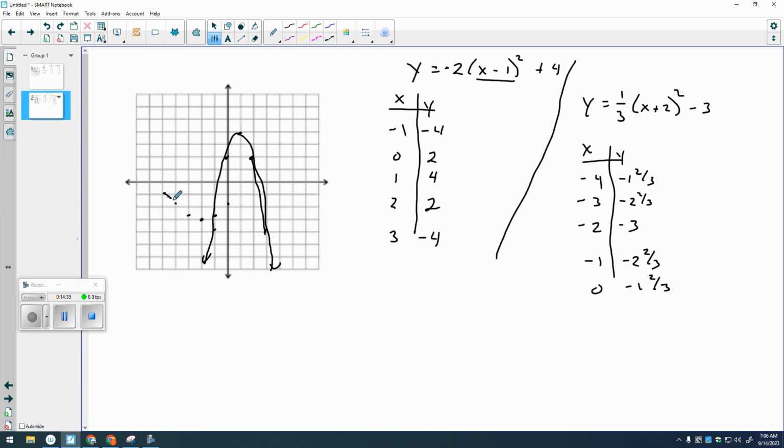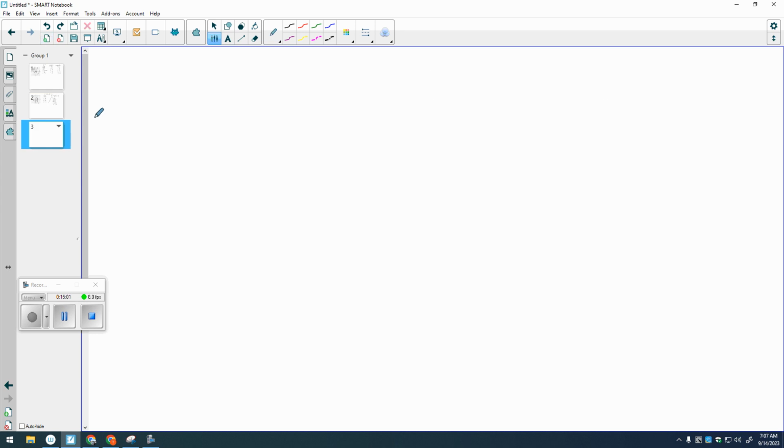Notice my graph is right side up because it's positive, but look how much wider it is. Super wide because of the 1/3. Okay? All right. I think that's probably enough for that one. I'll do one more. I'll make a new page.